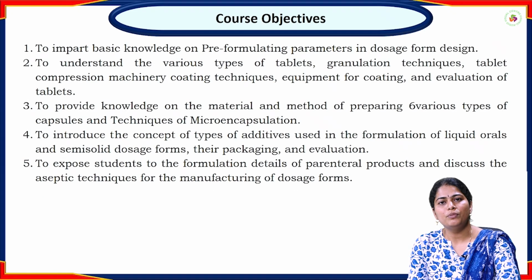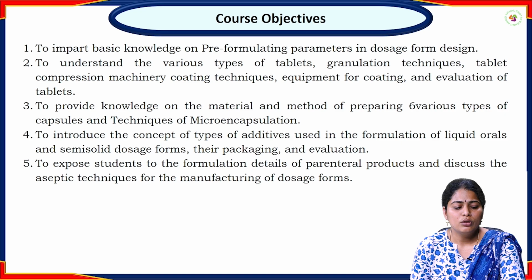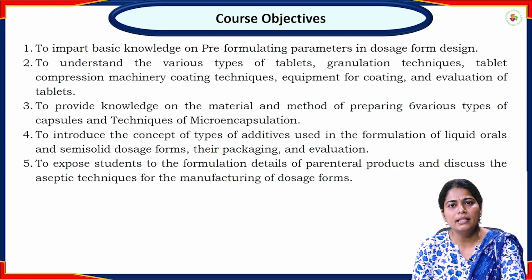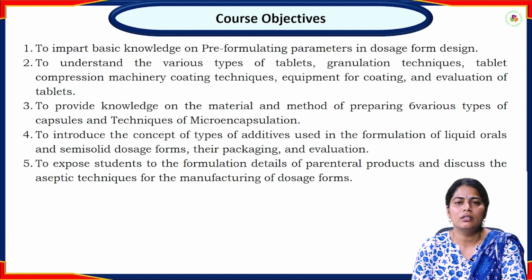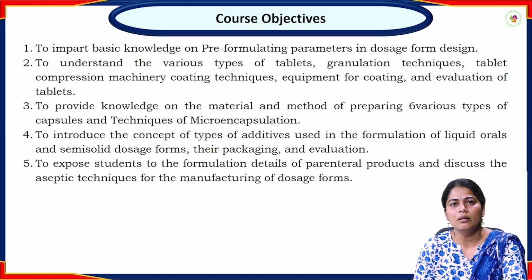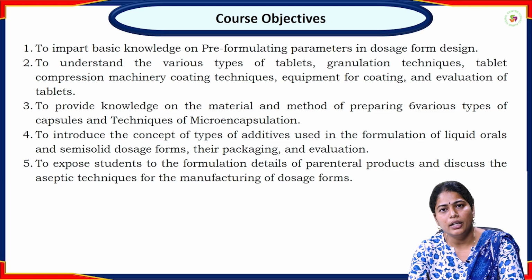So these are the course objectives. The first objective is to impart basic knowledge on the pre-formulation studies of the dosage form preparation. We already discussed the pre-formulations, so we need to get a basic knowledge of pre-formulation. Next, the second unit is to understand different classifications of tablets, tablet techniques, granulation techniques, the compression machinery, and the coating equipment used for tablet coating, everything. So it comes under course objective 2.